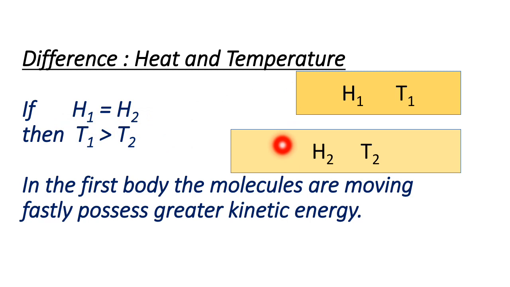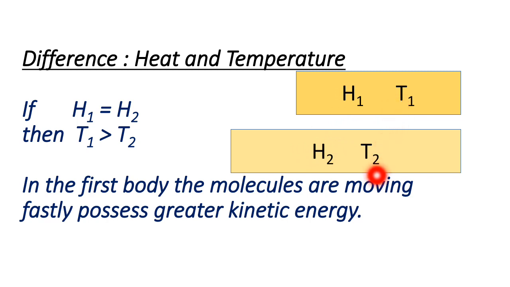Then we will say, as you can easily understand from the picture, this body is smaller as compared to this. So if those bodies are of the same substance, the same kind of bodies, then this body has lesser mass and this body has greater mass. Then we will say that as those two have the same heat, the temperature of this one is greater, T1 is greater as compared to T2.